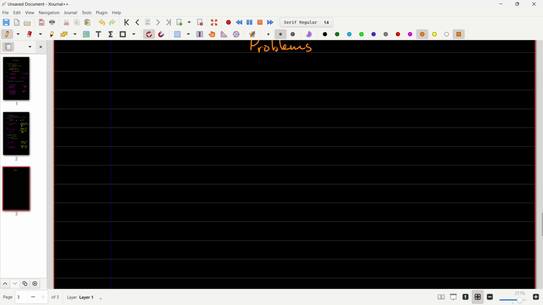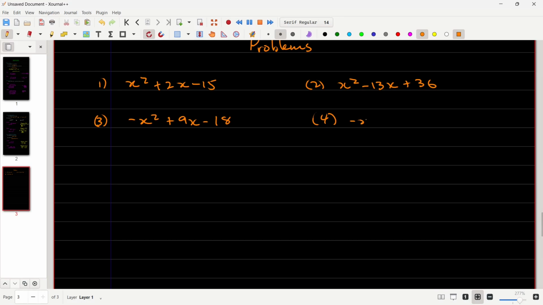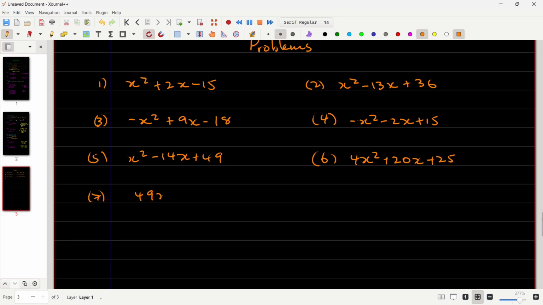And we're looking at, let's see, x squared plus 2x minus 15, x squared minus 13x plus 36, minus x squared plus 9x minus 18, minus x squared minus 2x plus 15, x squared minus 14x plus 49, 4x squared plus 20x plus 25, 49x squared minus 81, 4x squared minus 9y squared.